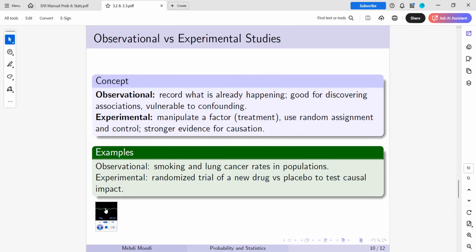Observational studies watch the movie. Experiments direct the movie. One gets popcorn, the other yells, "Action!"